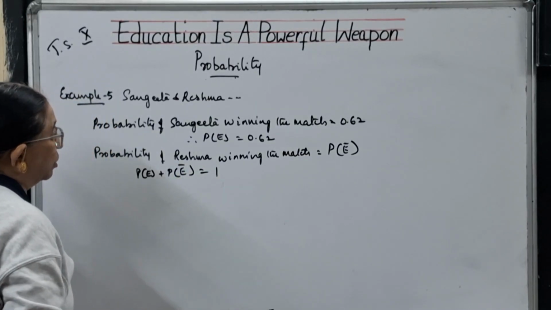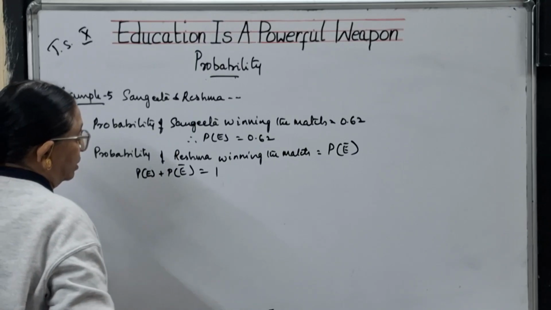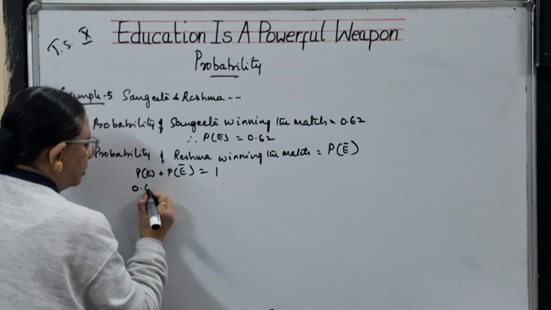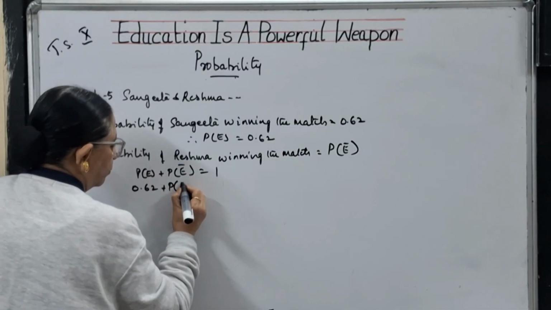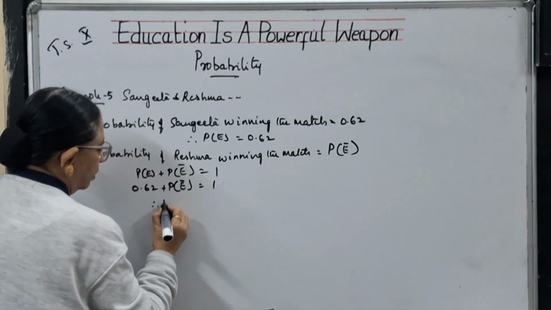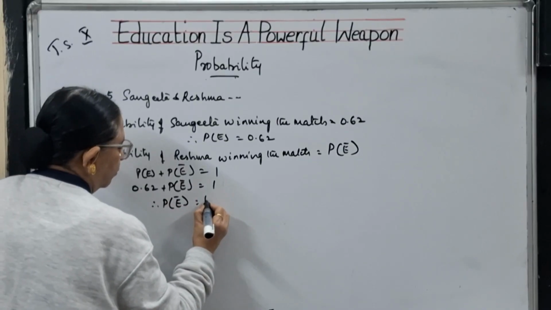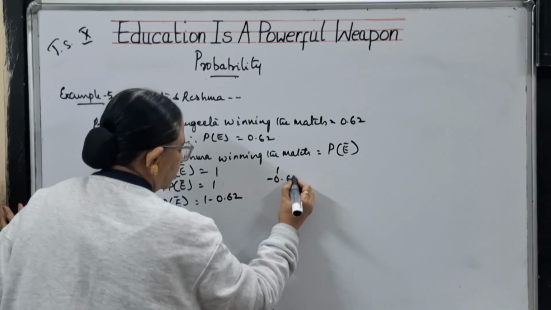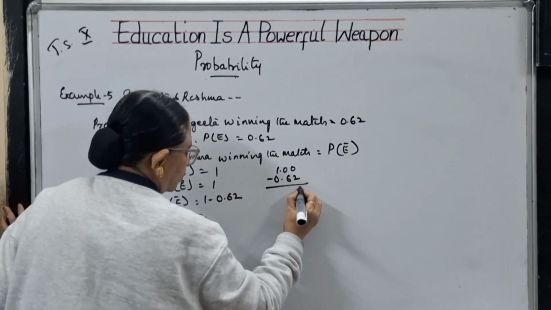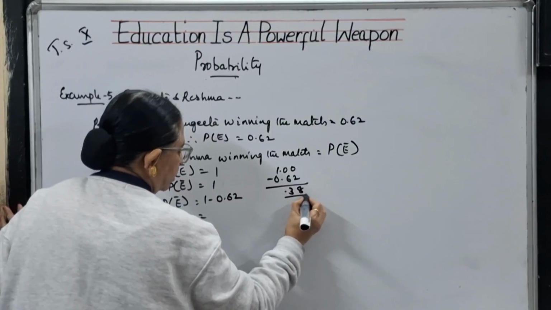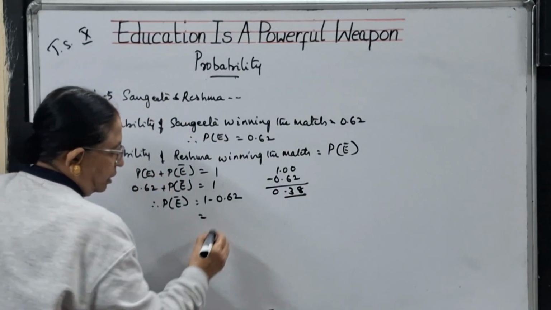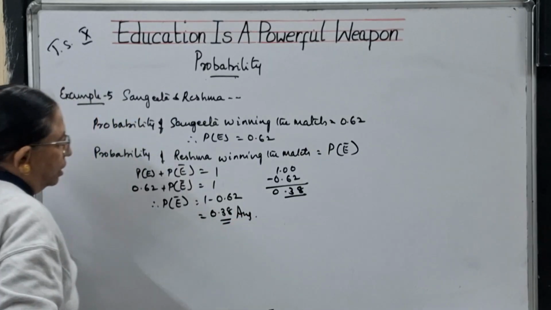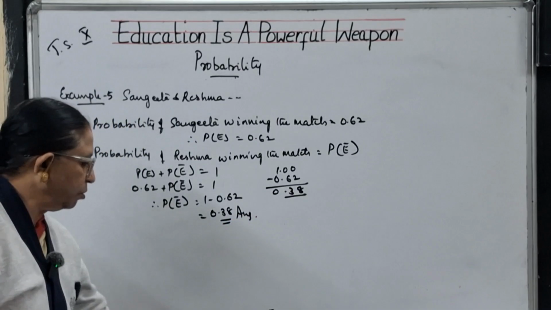I already explained to you about complementary probabilities, children. In that I said the sum of these two is equal to 1. This is 0.62 plus probability of E dash is equal to 1. So what is probability of E dash? 1 minus 0.62. Keep zeros here also. So 8 you will be getting, 3 you will be getting. So 0.38 is the answer. The probability of Reshma winning the match is 0.38.